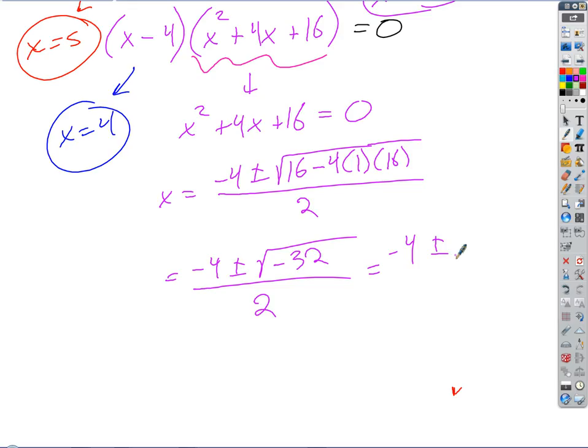What's that going to break down to? That's going to be 16 times 2, right? That's our biggest perfect square, right? We've got a negative there, so that's giving us an i.